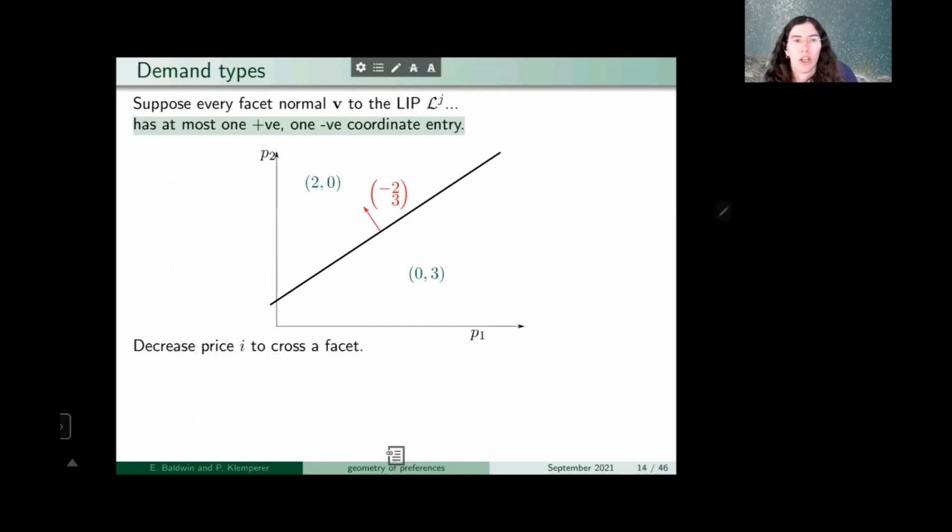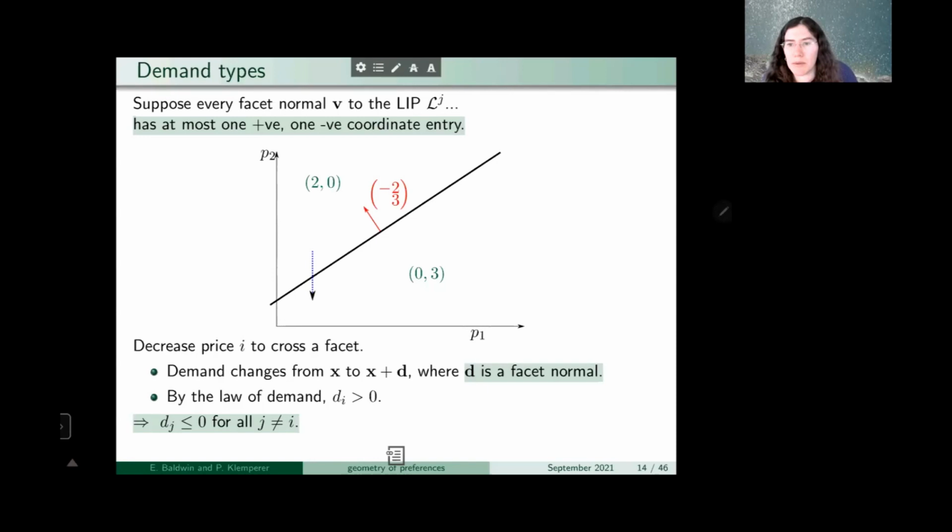So, let's go back to our pictures. Let's just zoom in on a picture which just has one facet in it. Suppose every facet normal to our lip has at most one positive and at most one negative coordinate entry. Let's just suppose that property happens to hold. And I'm going to decrease the price of good i so that I cross that facet. Then demand changes. Well, facet normal times weight is change in demand. So demand changes from X to X plus D, where D is a facet normal. And by the law of demand, D_i had better be positive, because we've decreased the price of good i. I'm sorry, I've gone from increasing prices to decreasing prices, but it's the same principle either way.